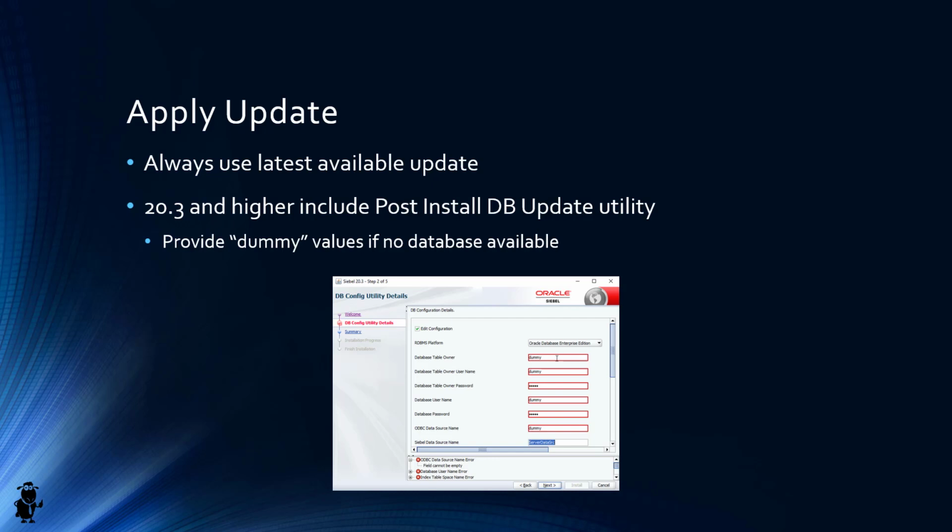So we are doing a fresh installation, so we do not have a database, so it's perfectly okay to provide dummy values, which cause the utility to fail, but since we have no database at the moment, that's okay. We still have the binaries for 20.3 laid down by the installer.